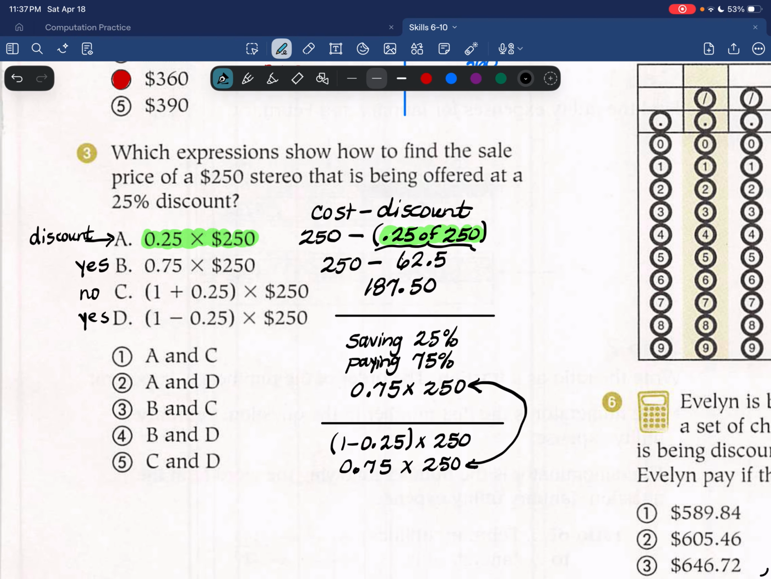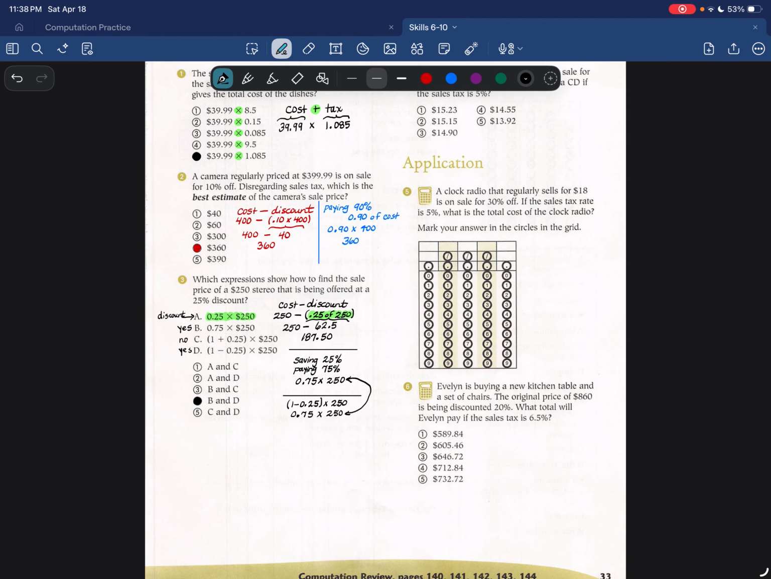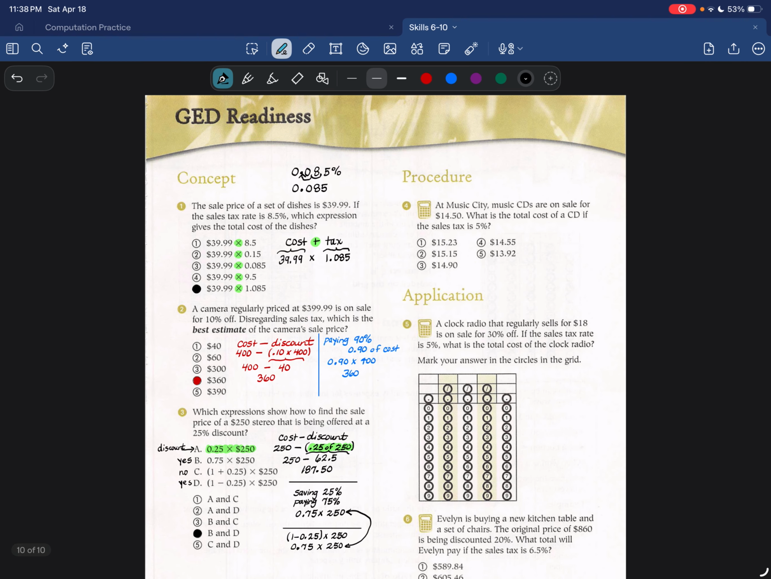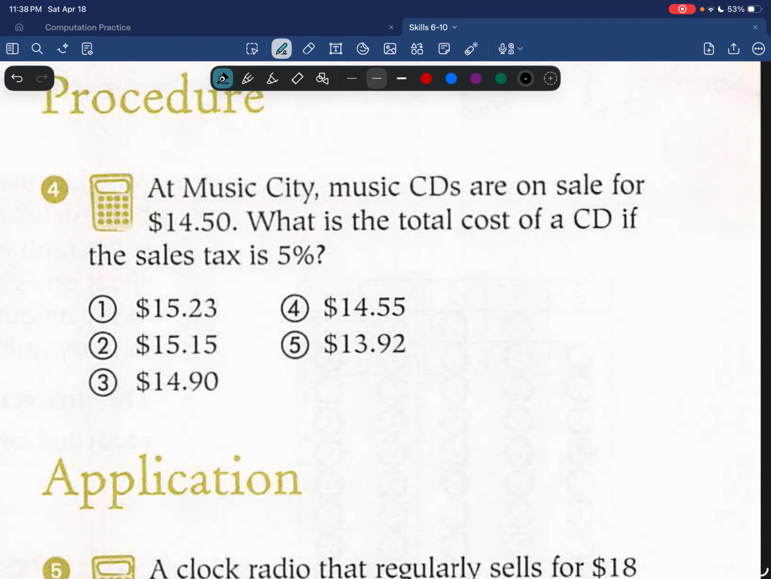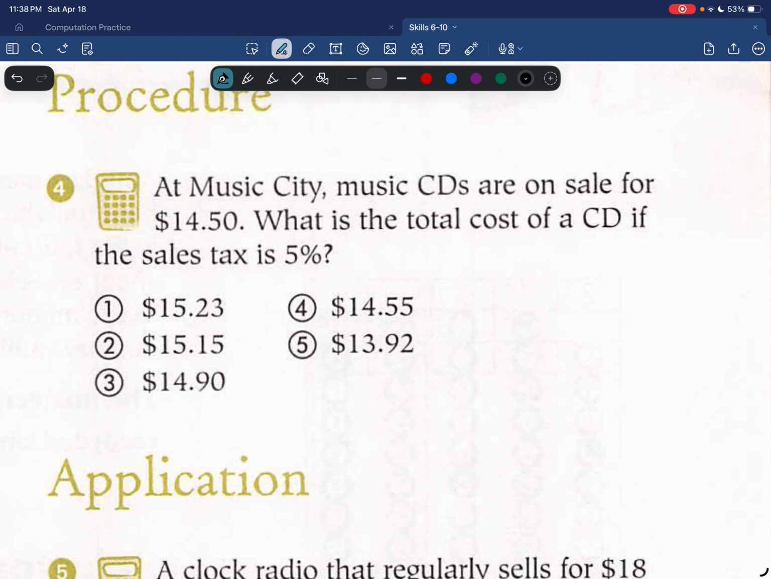So for this one, my nose is itching so badly. I'm sorry. I'm afraid I'm going to start sneezing. B and D both will work. I do not like that one. I don't like any concept questions. Those bother me. I much prefer a story, like number 4. And that calculator sign is wonderful too.